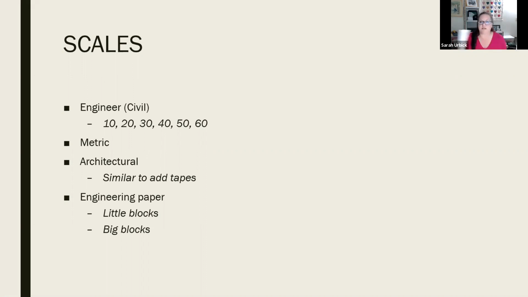Two other types of scales. Othello mentioned them. So we have, let me talk about metric real quick because, you know, that just went over so well.